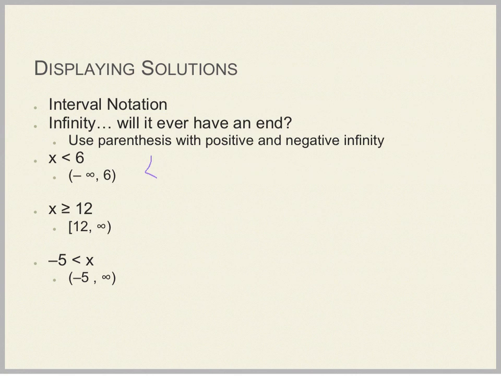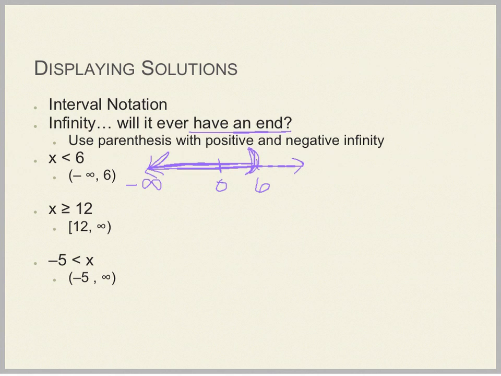Well, if we think back to our line of x is less than 6, it shows us that x starts down here at negative infinity. And because infinity will never have an end, we will always use a parentheses, because there's never a stopping point of infinity. So we would write the interval notation as parentheses, negative infinity, to 6, parentheses, showing us that any number between negative infinity and 6, but not including 6, is a solution.